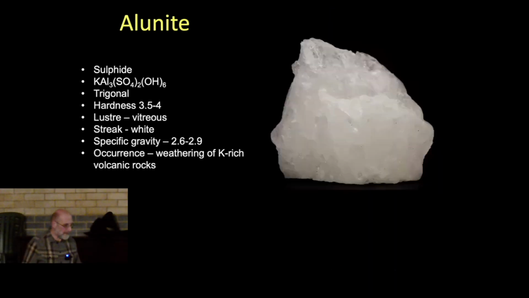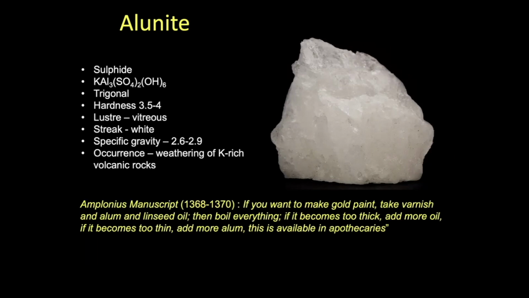Well, alunite is rather more easily obtained. It's a hydrated potassium sulfate, and a 14th century manuscript says that if you want to make gold paint, take varnish and alum and linseed oil, and boil everything together.